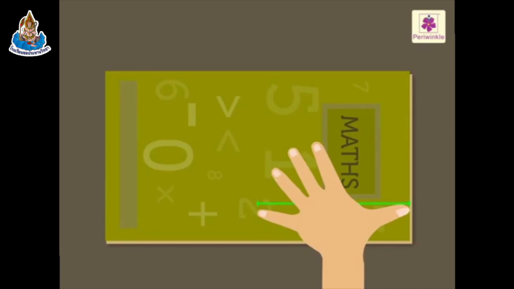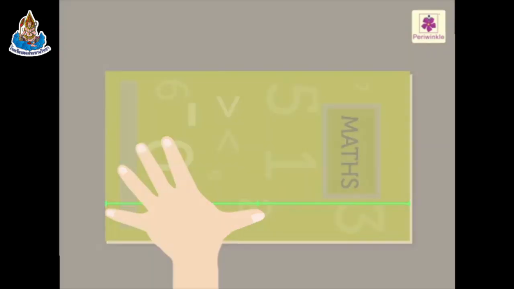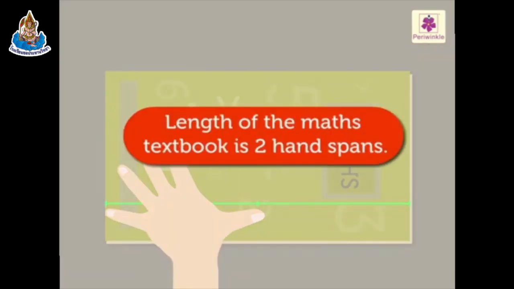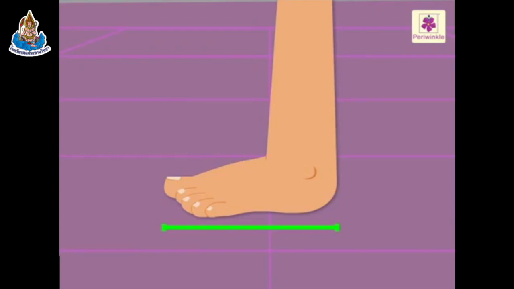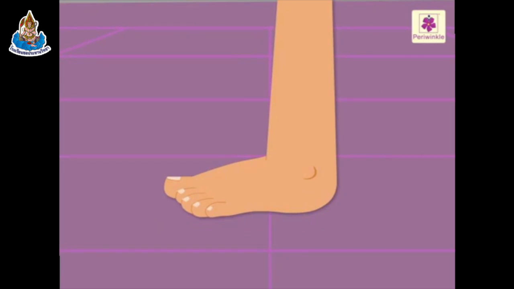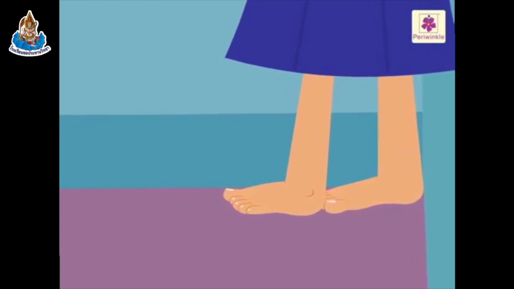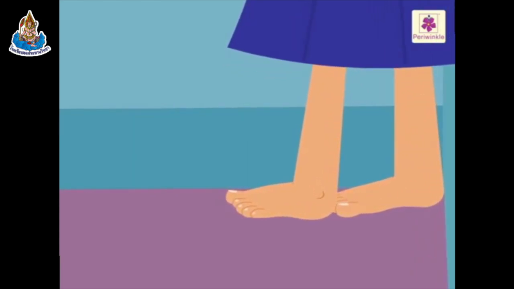Let's measure. 1, 2. So, the length of her maths textbook is 2 handspans. Now, let's see what you mean by footspan. Footspan is the distance from the tip of the toe to the heel of the foot. Look, Lisa is measuring the length of the classroom with her footspans.